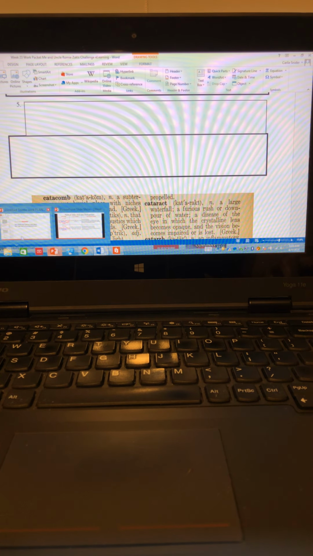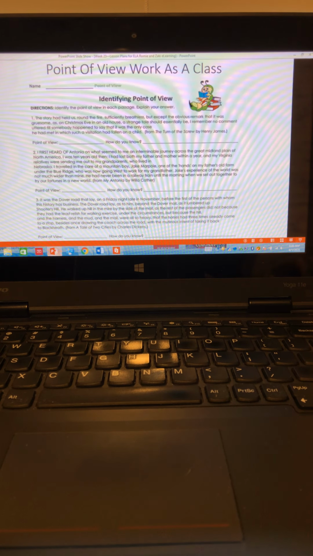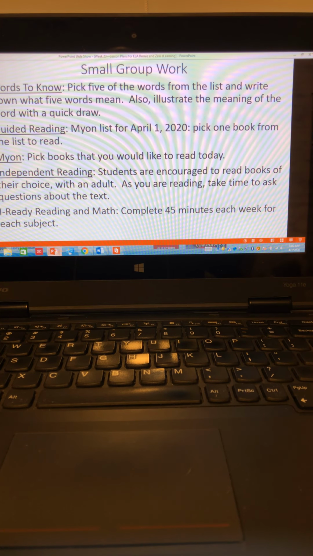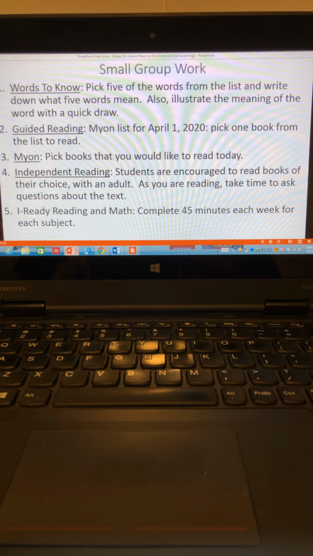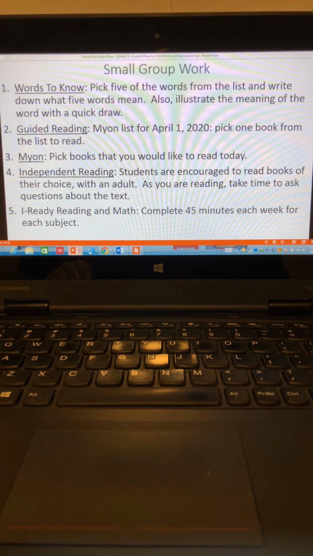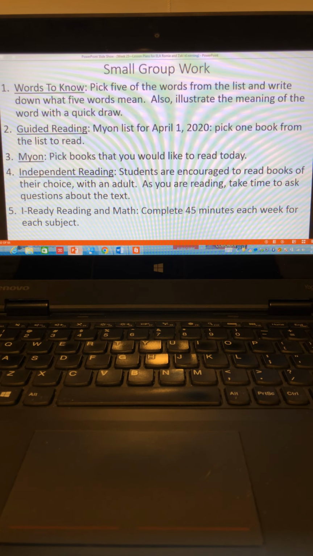Once you finish with that assignment, you have those 5 boxes, you have your time, and that should be most of your work. When you get done, take time to log on to Myon. If you log on to Myon, you will be able to read books that are already set as projects for you for today's work. And you also may work on any reading that you may choose on your own.